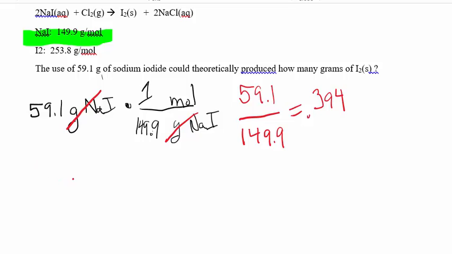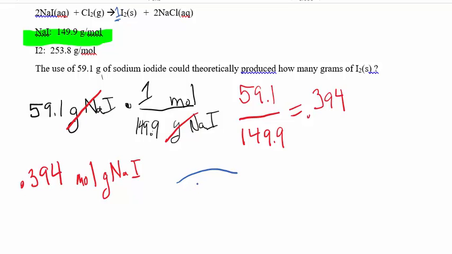Okay, now I'm going to take that, right? So I have 0.394 moles of sodium iodide. And I want to know how many moles of iodine solid that is. So I go to my balance equation, which says right here that 2 moles equals 1 of iodine. So again, I want to get rid of this, so I'm going to put this on bottom.